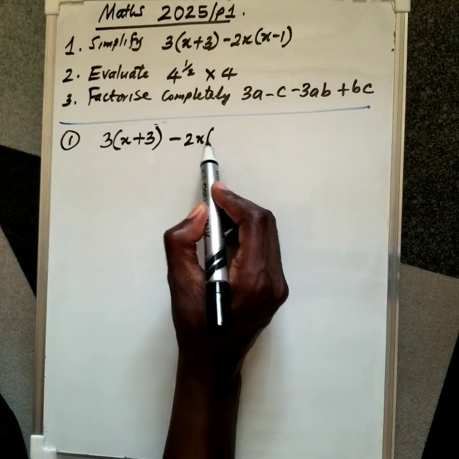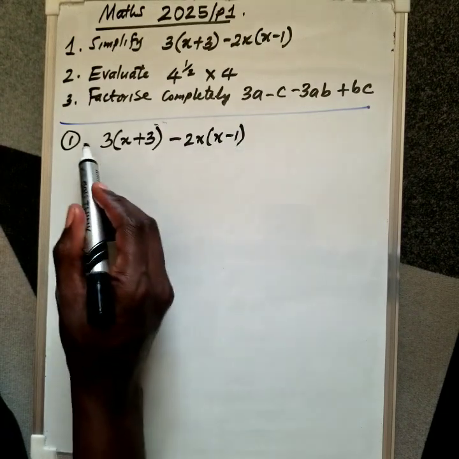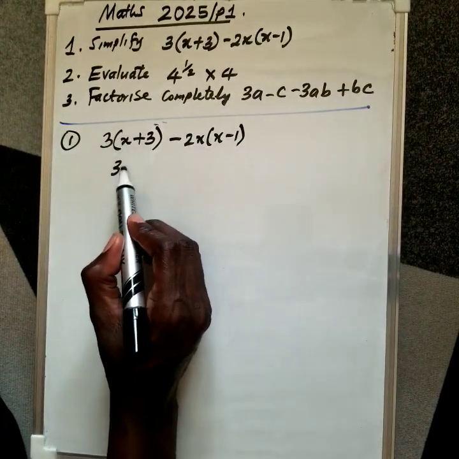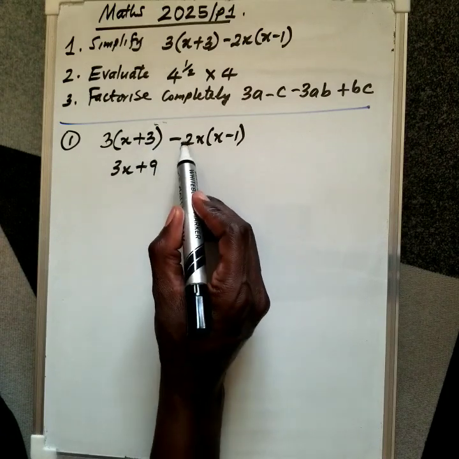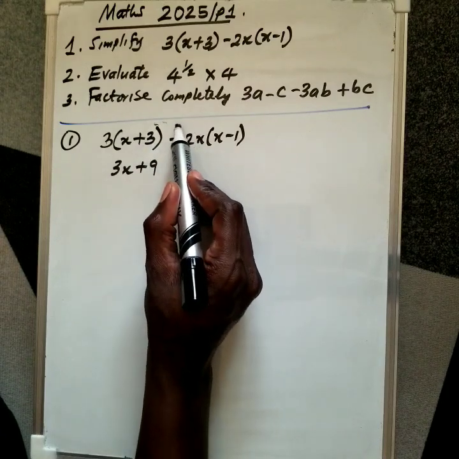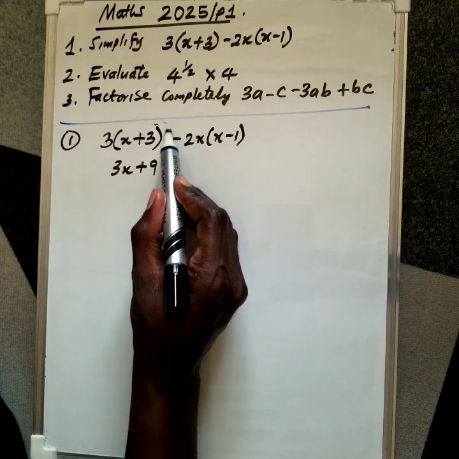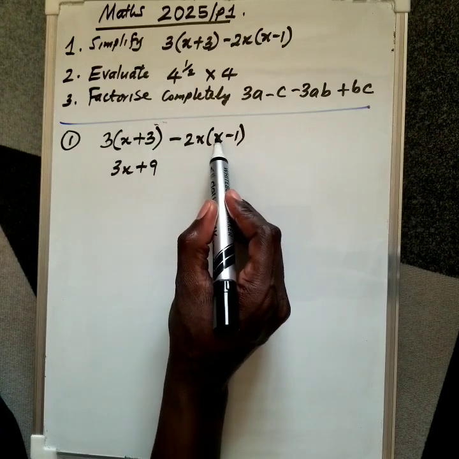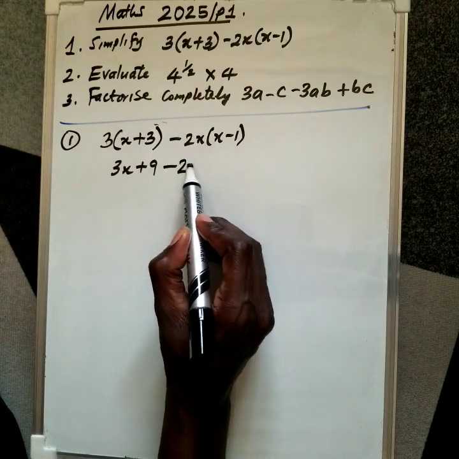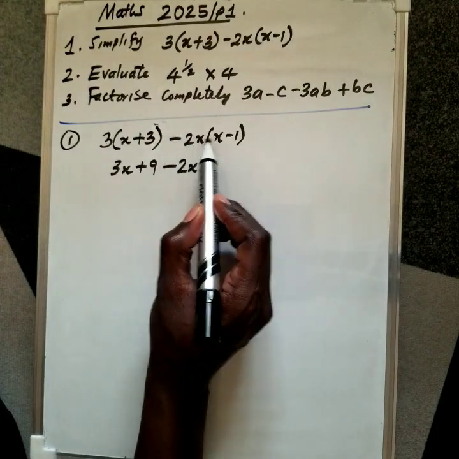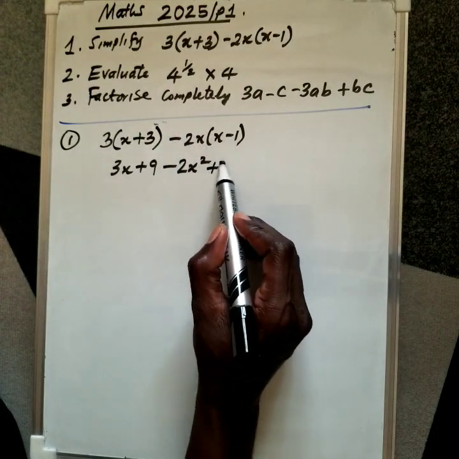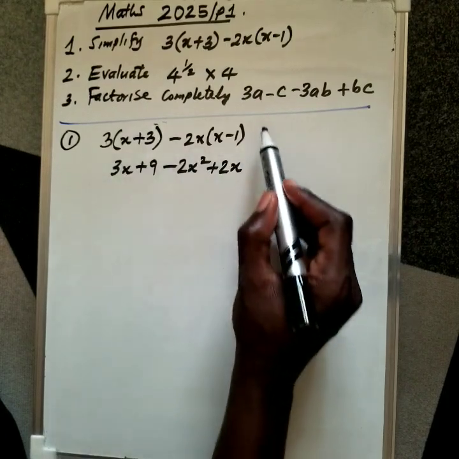Minus 2x, then x minus 1. So we just expand: 3 times x will give us 3x. 3 times positive 3, that's a positive 9. Here, when you're multiplying, make sure that you also pick up the negative sign in front. So negative 2x times x will give me negative 2x squared. Then negative 2x times negative 1 will give you positive 2x. Then we collect the like terms.